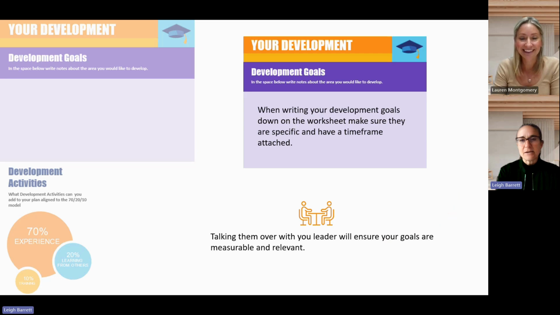I think, from our homework and picking our skills, it's now time for us to think about what is the specific goal we're going to create. So when writing your development goal, perhaps on our worksheet, you need to make sure that they are SMART. This simply means that you are making them specific, but also there's a time frame attached to them. Talking them over with your leader will ensure your goals are measurable and relevant.